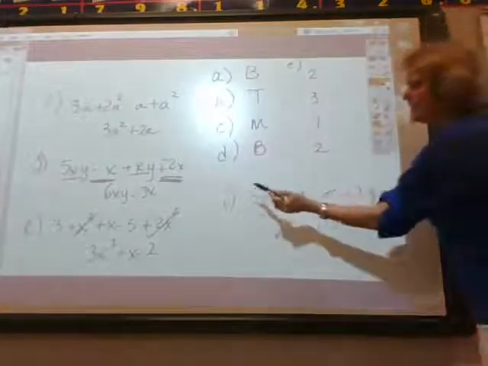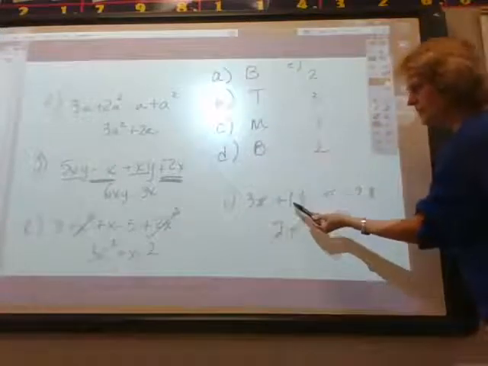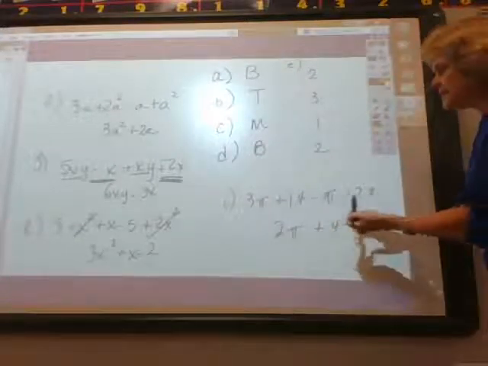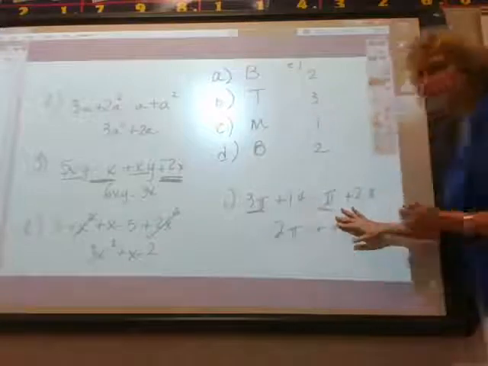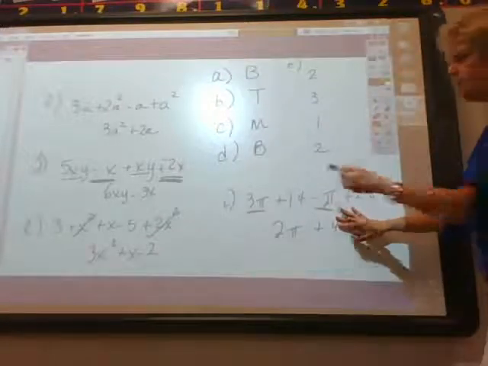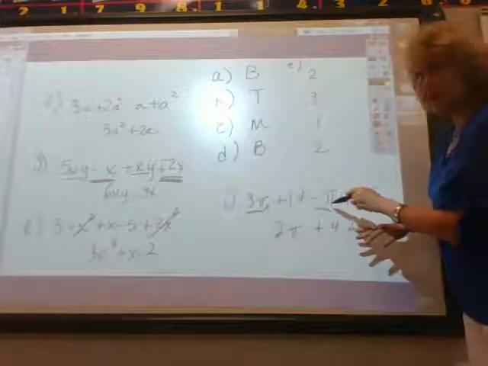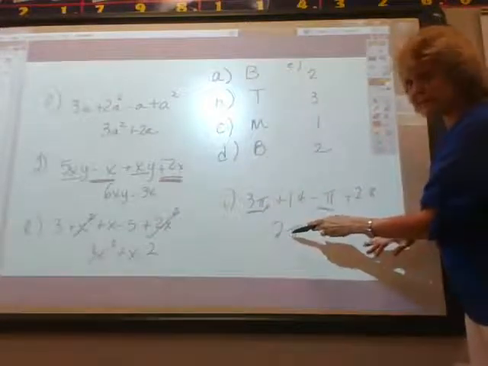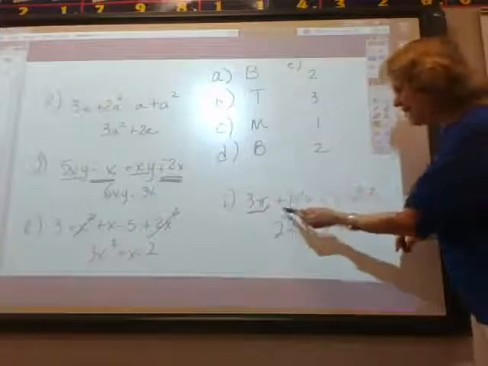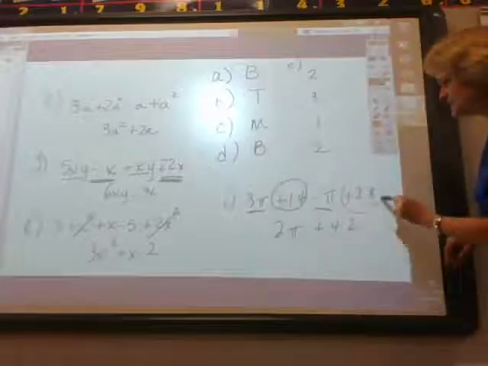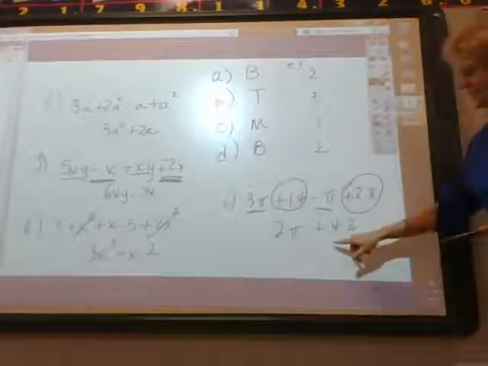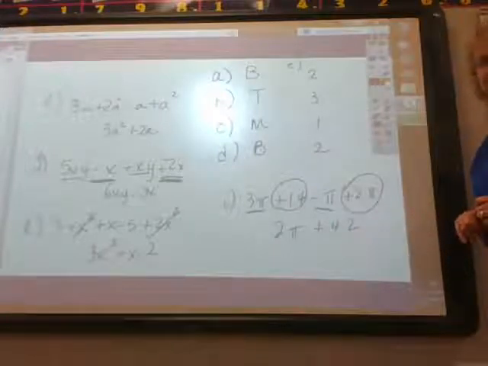And then I have 3 pi plus 1.4 minus pi plus 2.8. So the 3 pi and the minus pi, those are like. That's like saying 3x minus x. So if you have 3 pi's and I take one away, you have 2 left. That'd be kind of fun. Take a whole pie. All right, and then a 1.4 plus 2.8, adding the decimals, I get 4.2.